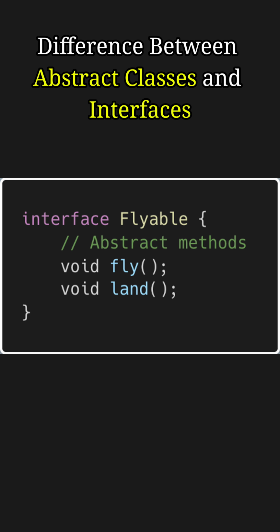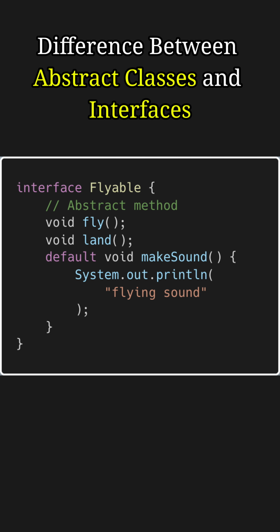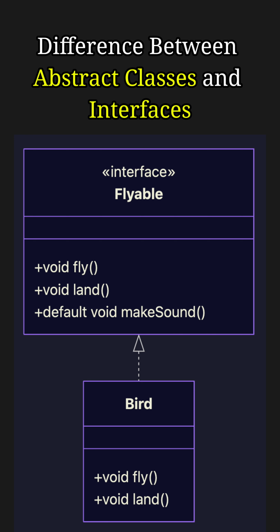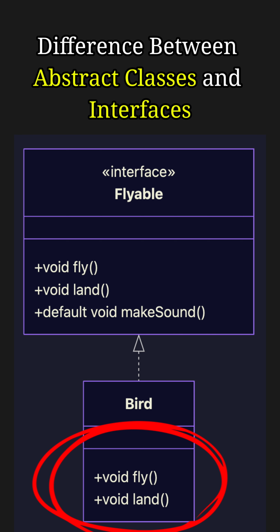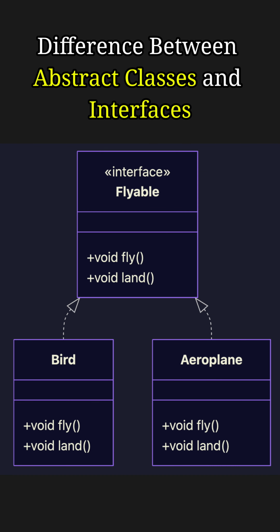Now let's look at interface. An interface is a contract that only declares abstract methods, though starting from Java 8, interfaces can have default and static methods. Classes that implement an interface must define all methods declared in the interface. For example, here the interface Flyable provides the method declarations for fly and land methods. And now any class implementing this interface must provide the logic for fly and land.